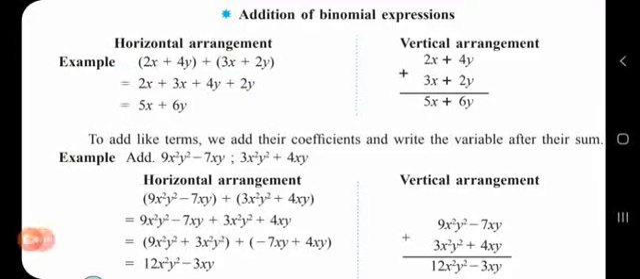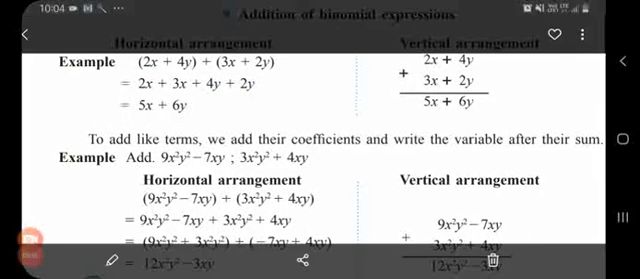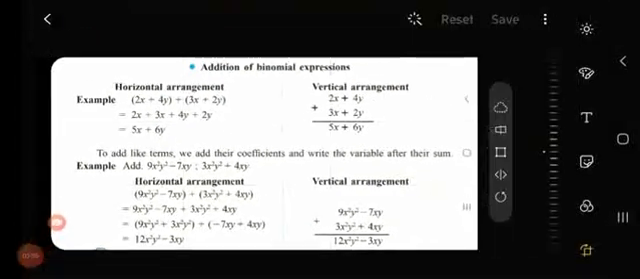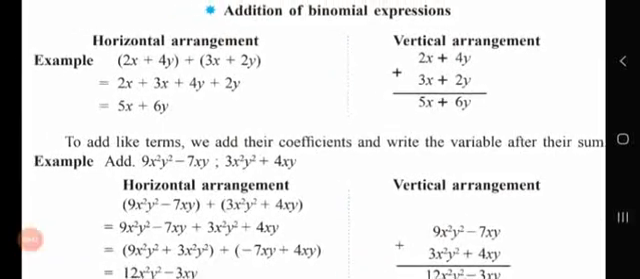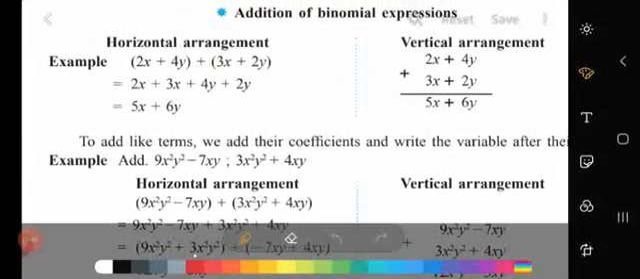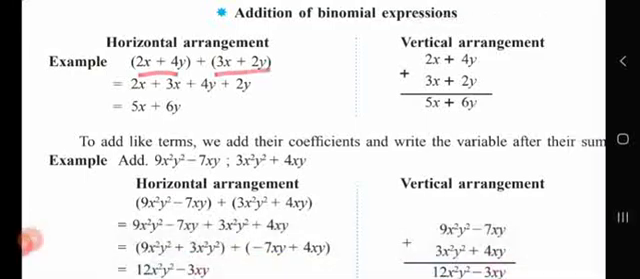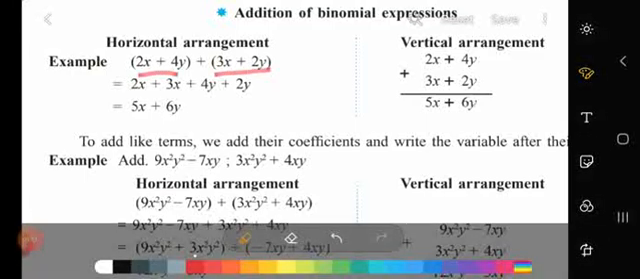Next is addition of binomials. Binomials are added in the same way, below the same term, exactly like terms should be there. This can be done in two ways, horizontal arrangement and vertical arrangement. So here, if you see, this is the first binomial, this is the second binomial. Simply remove the bracket and collect like terms together.